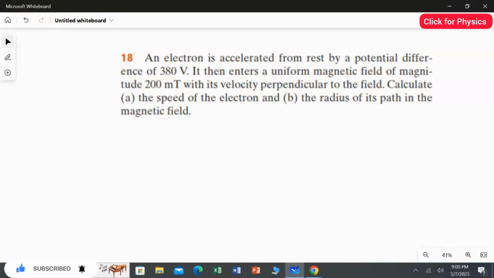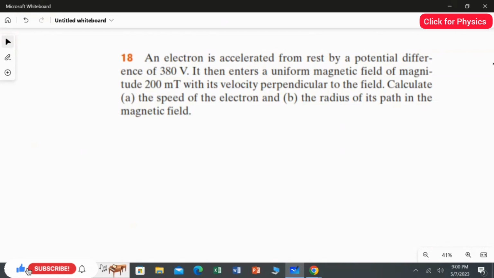In this question, we have two sub-questions. In the first part, we are going to find the speed of the electron, and in the second part of the question, we are going to calculate the radius of its path. So first of all, let's write the given. What is the information given here?